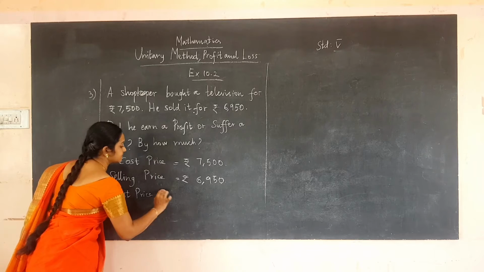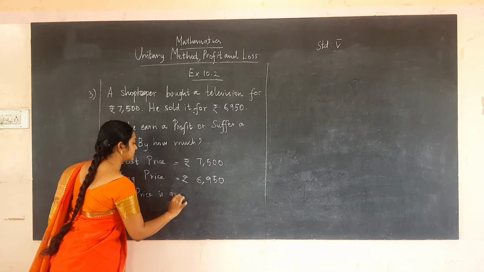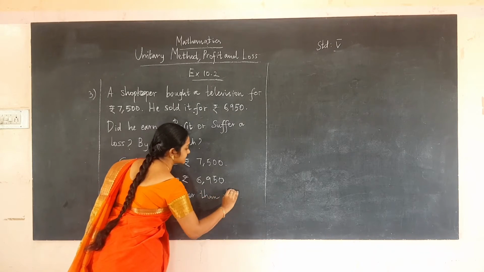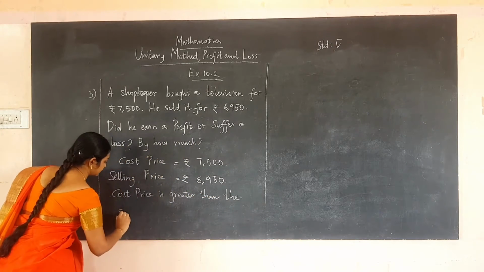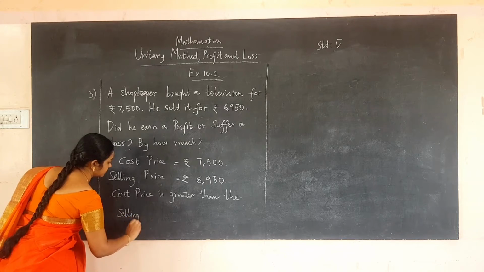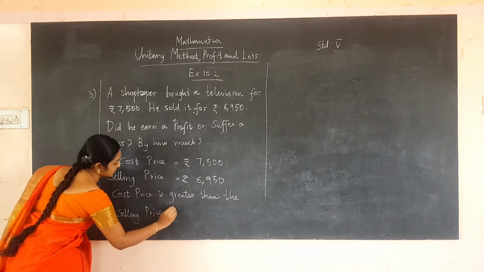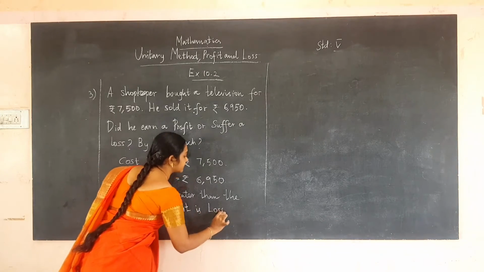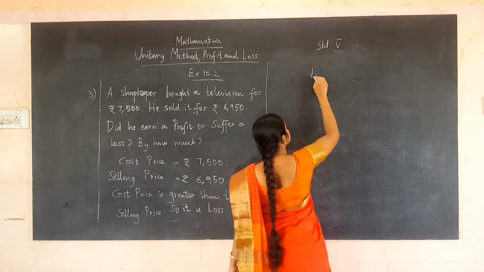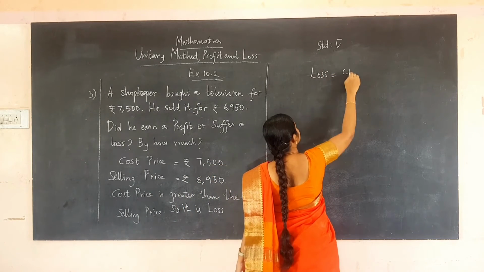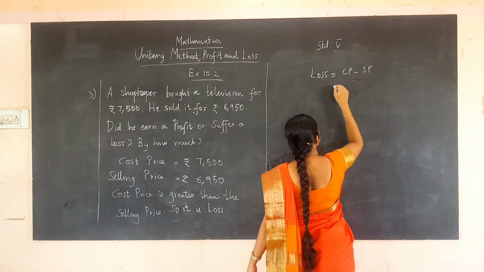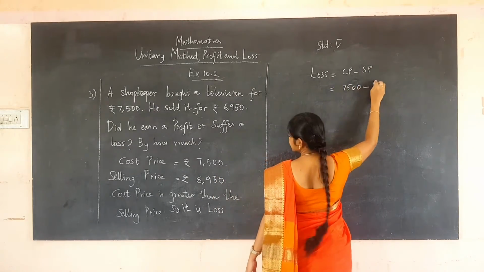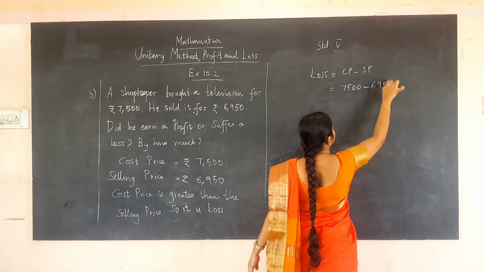Cost price is greater than the selling price, so it is loss. We have to find the loss. Loss equals cost price minus selling price. That is 7,500 minus 6,950.